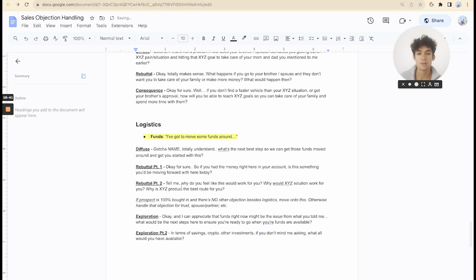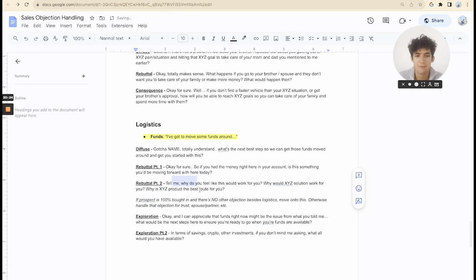Now, if the prospect is 100% bought in and there's no other objection here besides logistics, move on to this next part. Otherwise, we would handle objections for trust and spouse. So if there's any hesitation with this rebuttal stage where they're like, no, I'm not sure if it would work, then we loop back into handling trust objection, scam objection, partner or spouse. But if they do feel like this is genuinely the best fit, it's just moving funds around, then we'll go into the next part for exploration and understanding how we can help them ensure they are able to get the funds, and we can set in place an action list to help them get to their goals.